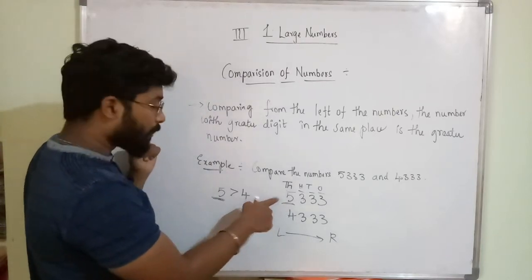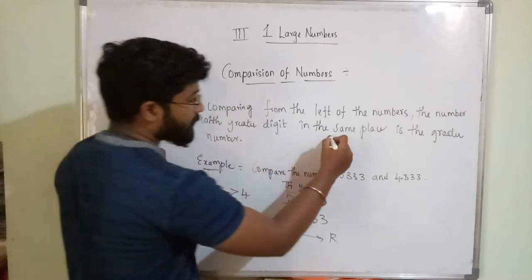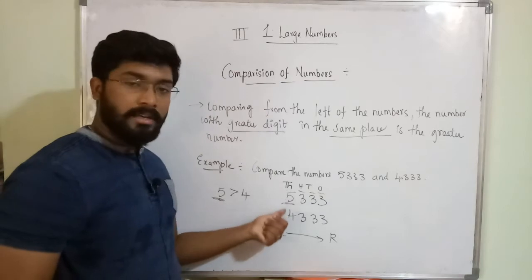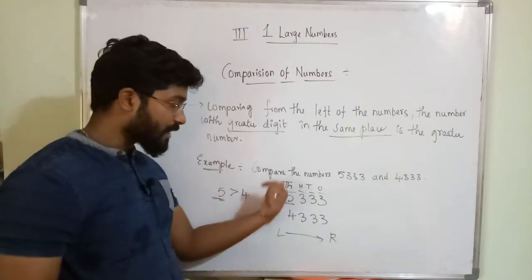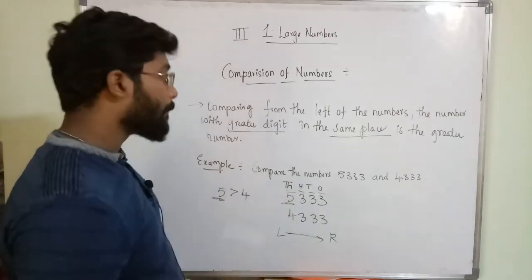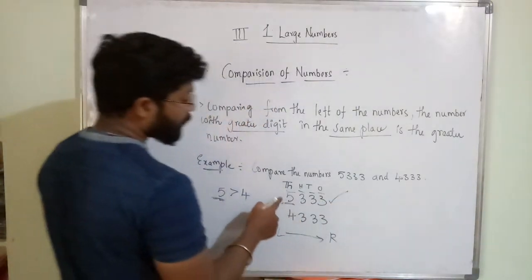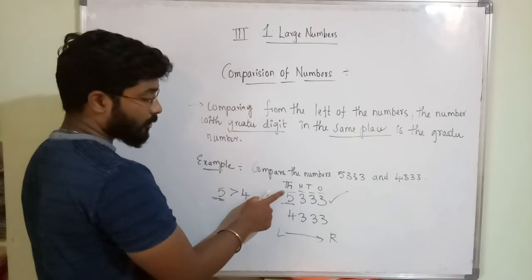So the number with the greater digit in the same place. 5 is the greater digit between 5 and 4. Both the numbers are in the thousands place only. So this number is the greater number because you have 5, which is greater than 4, in the thousands place.